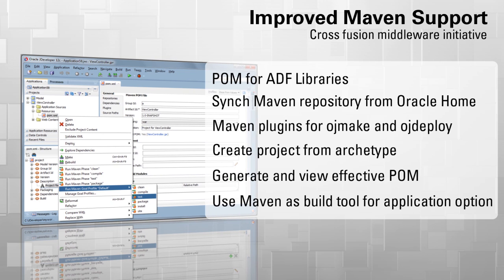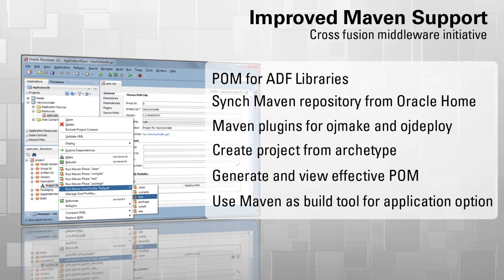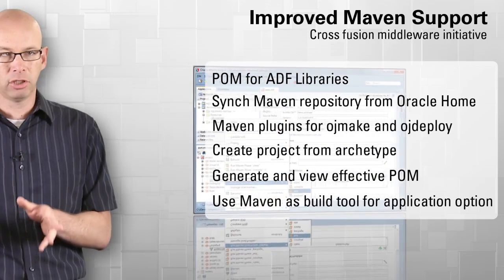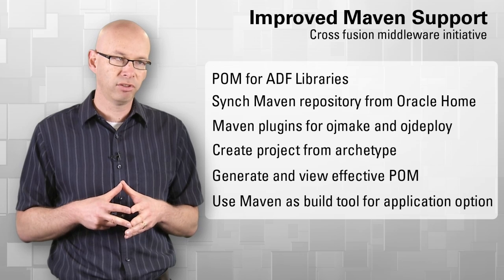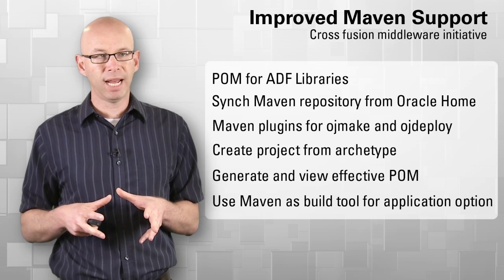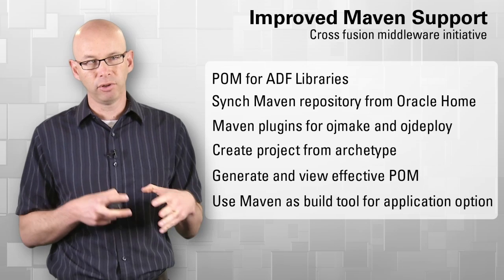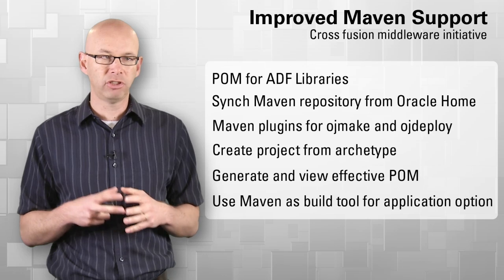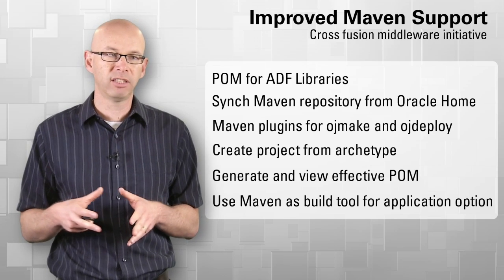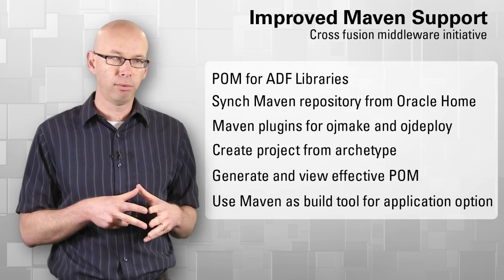In 12c, we improved it a lot across a lot of the features, including the ability to create POM for ADF libraries. You can actually create a Maven repository out of your Fusion Middleware installation where we host all your libraries, so it's very easy for you to manage that repository. We have a Maven plugin for the OJ Make and OJ Deploy utilities. Those are utilities that allow you to compile and deploy your application using the JDeveloper infrastructure, and now you can invoke them directly from Maven.